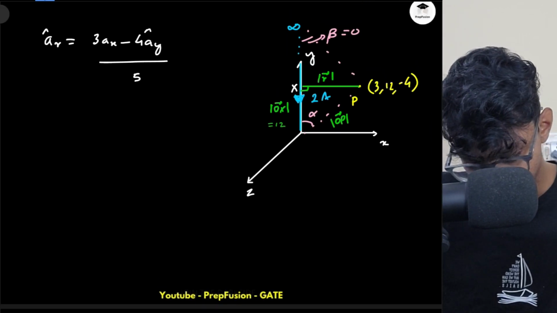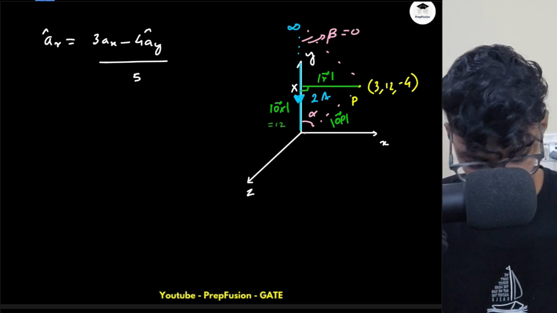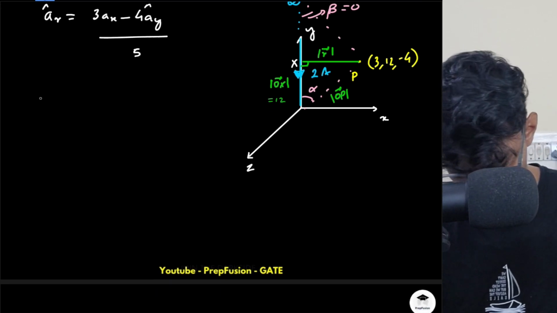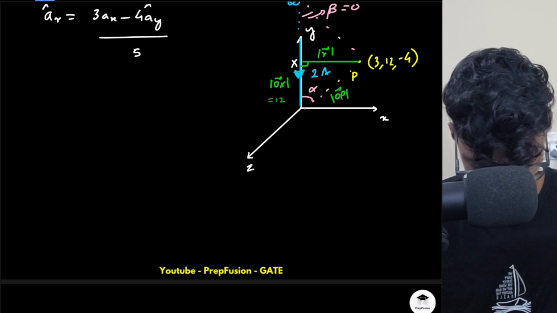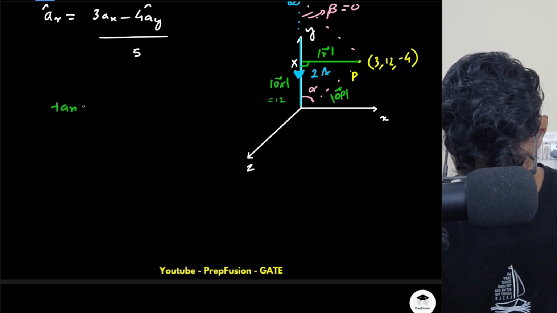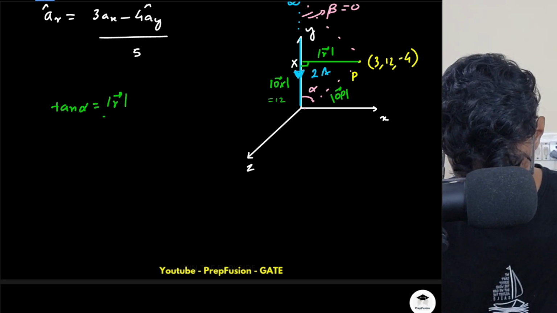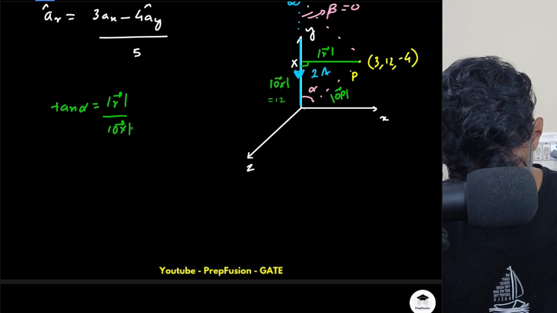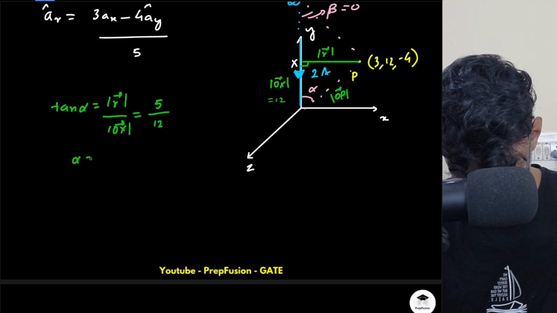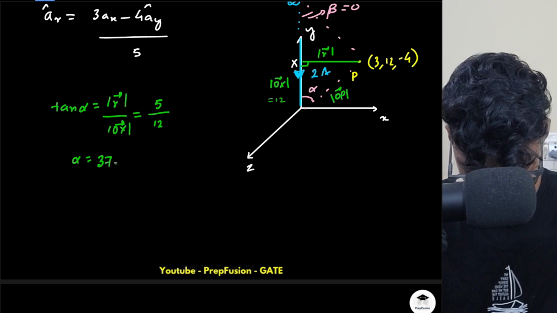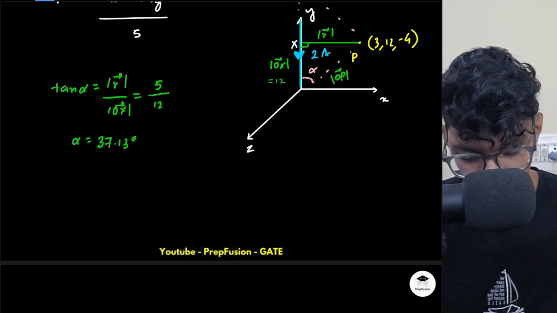Okay, so now I can simply write this expression. This is tan alpha, right? What is my tan alpha? Tan alpha will be altitude upon base. So altitude is magnitude of R divided by magnitude of OX. Magnitude of R is 5, magnitude of OX is 12. So your alpha actually comes out to be 37.13 degrees. Okay, so this is the value of alpha. Now we can proceed further.